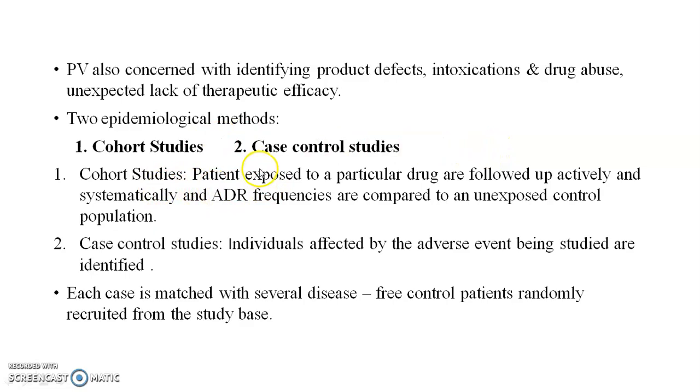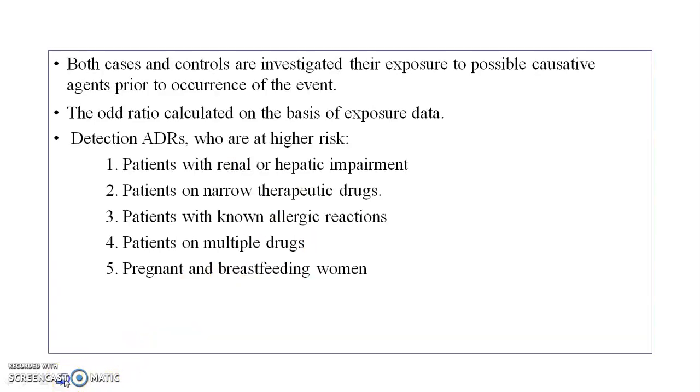The second one is case control studies, where individuals affected by an ADE or ADR are studied or identified. Each case is matched with several controls, for example, patients randomly recruited from the study base. So two studies are widely used to identify ADRs, that is cohort studies as well as case control studies. Both cases as well as controls are investigated for their exposure to the possible causative agent prior to the occurrence of the event. Then the odds ratio should be calculated based on the exposure data.